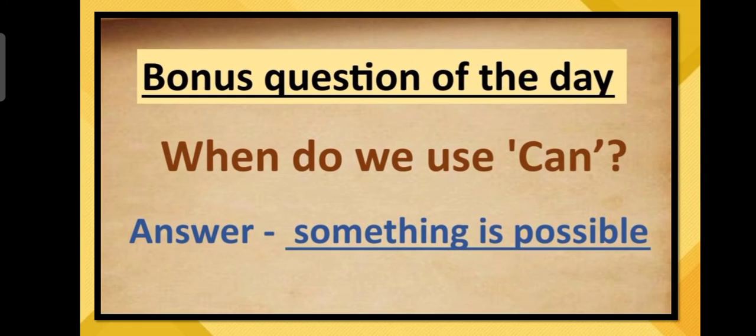Okay, next. The bonus question of set 8 is: when do we use can? I hope you all answered correctly. As we just discussed, can shows possibility, when something is able to be done. The answer is something is possible. We use can when something is possible for us. Okay. So these all are your homework answers and your bonus question answers.